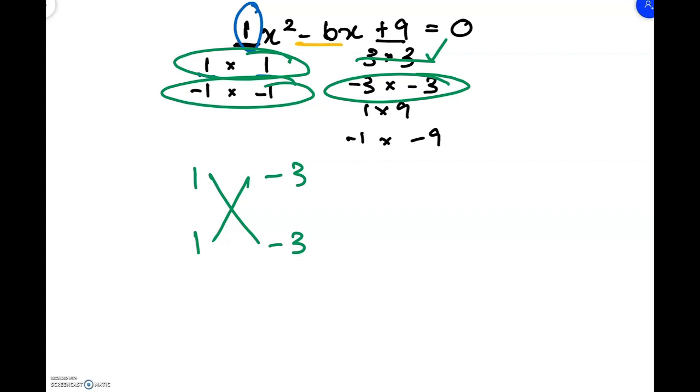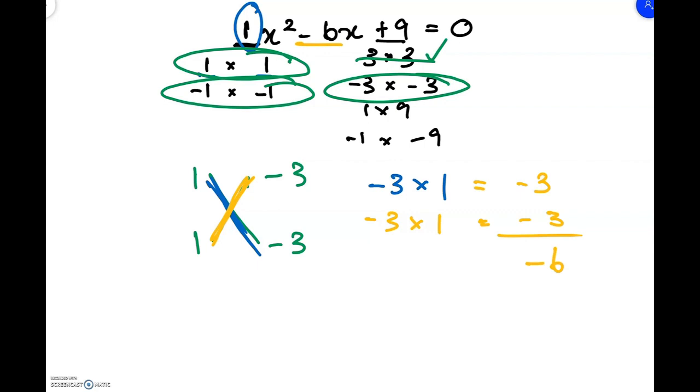And we're going to cross multiply. So these two, so -3 times 1, and then these two, and again, -3 times 1. And you're going to get -3 here, and you're going to get -3 here. Now, if you add -3 and -3, you get -6. And as you can see, that matches the number we had there. So the coefficient of the x term, the number in front of the x, is -6, and we got -6 here. So now what you're going to want to do is separate the cross that we drew.